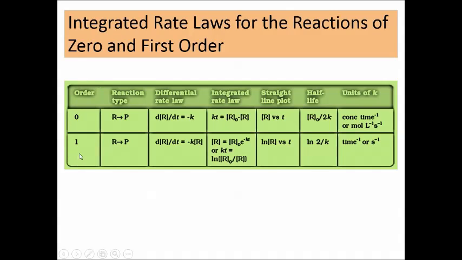And what about the first order reaction? The reaction type is R gives P. But when we write the differential rate law, we can write d[R]/dt is equal to minus k times the molar concentration of [R]. Integrated rate law, when we are writing, we can write it as what? kt is equal to ln [R]0 by [R]. Straight line plot we are getting for which case? We are getting for ln [R] versus time.